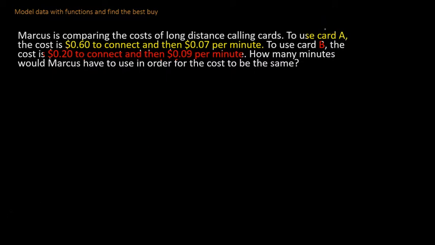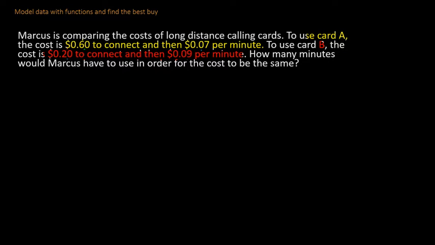So, for example, I can see that if I used card A for 1 minute, it would cost me 60 cents to connect, plus the 7 cents for that minute. That would be 67 cents. Card B for 1 minute would be 20 cents to connect, and then 9 cents, so it would be 29 cents, right? So what I want to do is track at how many minutes the costs equal each other. At minute 1, it's 67 cents versus 29 cents, and I want to do the same thing for minute 2, 3, 4, 5, 6, etc.